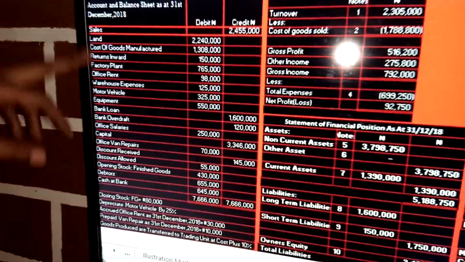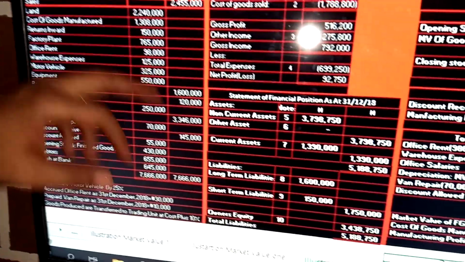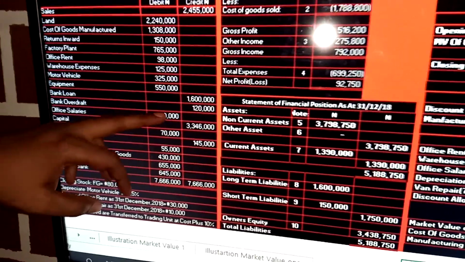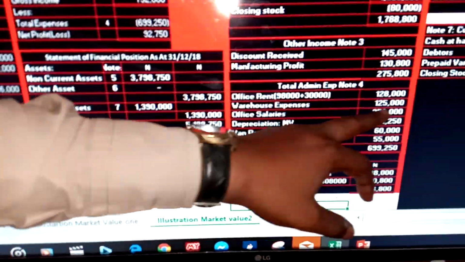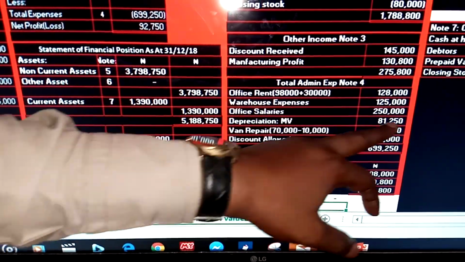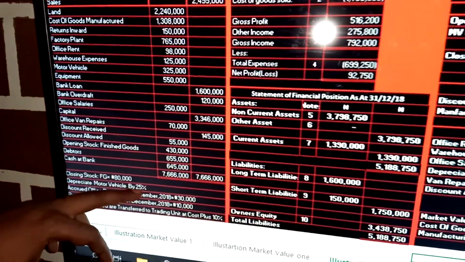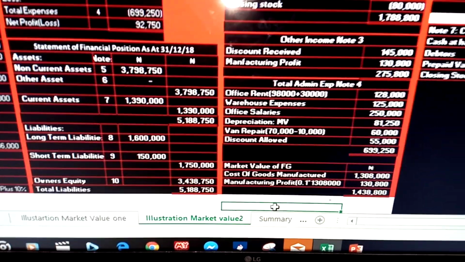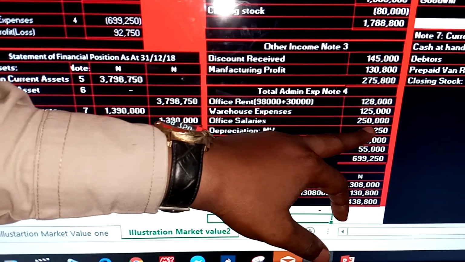Warehouse expense 125,000. It's in the question. No additional information. Office salaries 250,000. It's in the question. No additional information. Depreciation of motor vehicle 81,250. What's depreciation? They said depreciate motor vehicle by 25%. What's motor vehicle here? 325,000. So 25% of 325,000 is 81,250. That's what you have here.